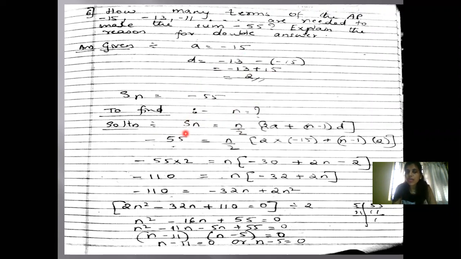So in the solution, we are going to write Sn is equal to n upon 2 into 2a plus n minus 1 d. Why are we going to use this particular formula? Because the last term is not known to us. So we substitute minus 55 is equal to n upon 2, bracket 2 into minus 15 plus n minus 1 into 2, the value of d which we have got. So now minus 55 into 2.